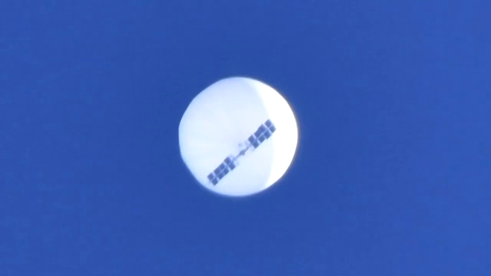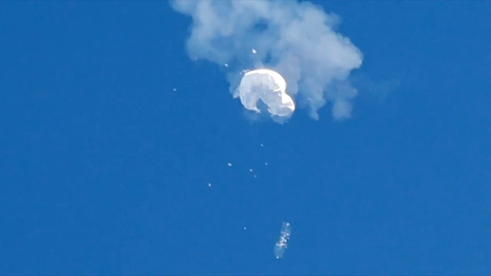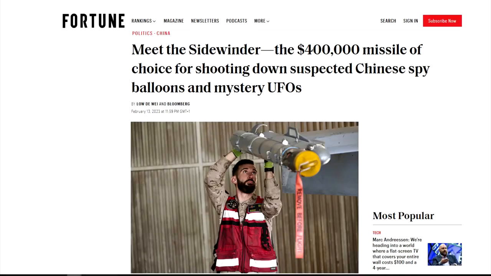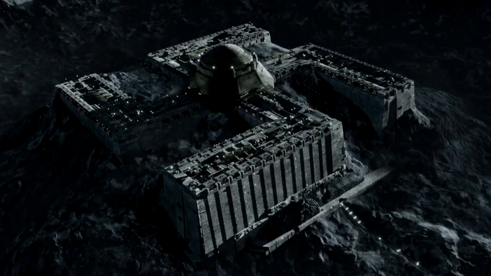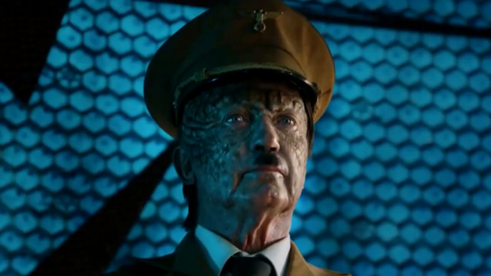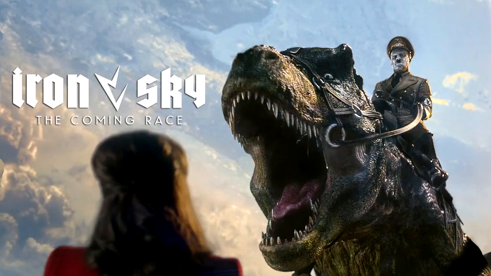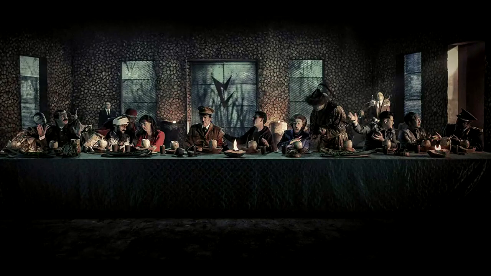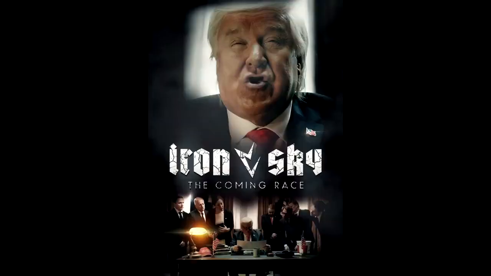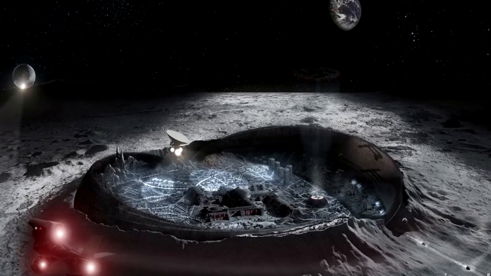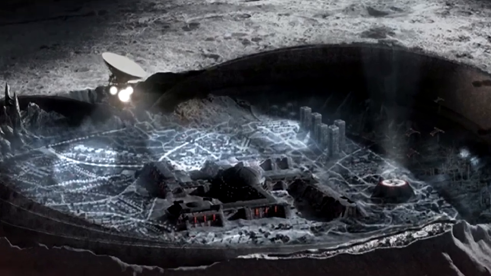And instead of shooting it down with bullets, you use a sidewinder rocket. Are they destroying evidence here? Well, maybe I'm wrong. Let's get back to this Nazi fraction. So when you think about this story and you watch the movie Iron Sky, it's ringing certain bells.